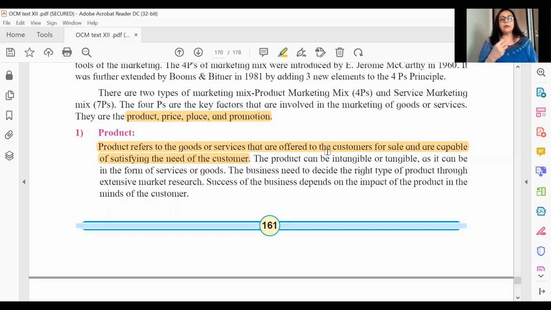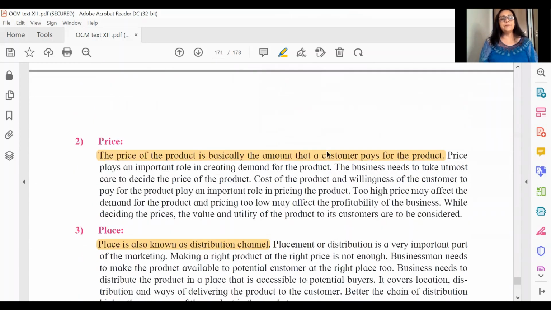So what are we talking about? It's something which is offered to the customer. Product is what the seller is offering to the customer, and it has the quality of satisfying the needs of the consumer. So a good one-line objective is possible there.